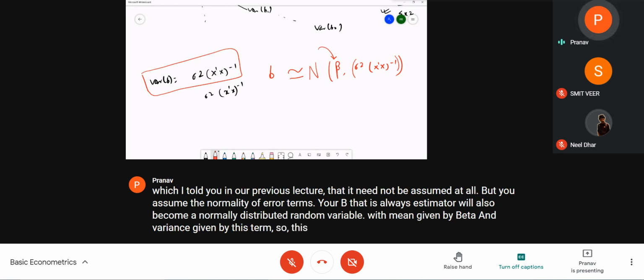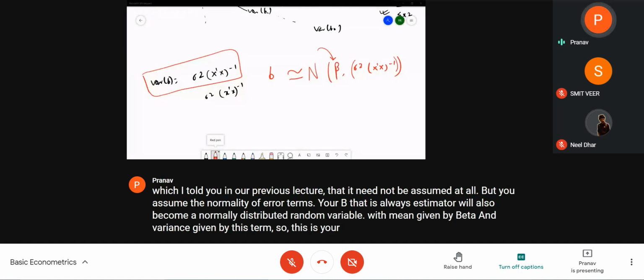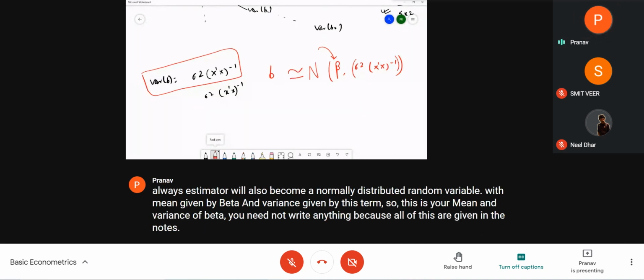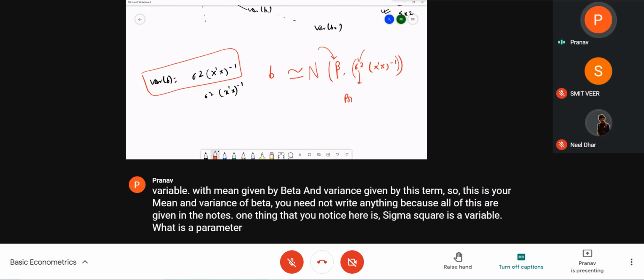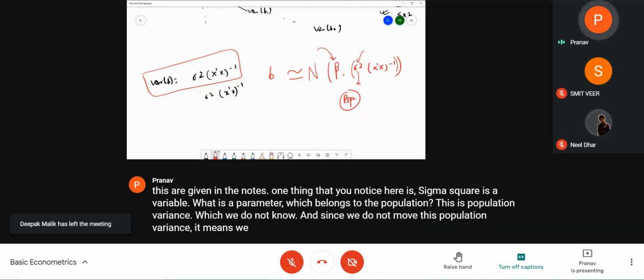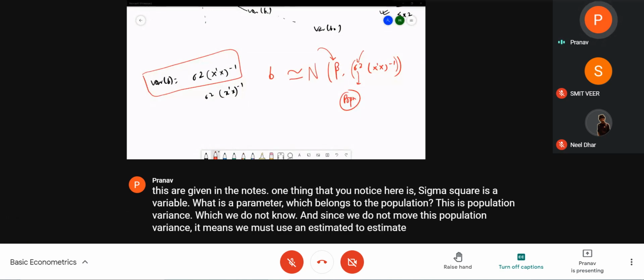So this is your mean and variance of beta. You need not write anything because all of this is given in the notes. One thing that you notice here is sigma square is a parameter which belongs to the population. This is population variance, which we do not know. And since we do not know this population variance, it means we must use an estimator to estimate this population variance.